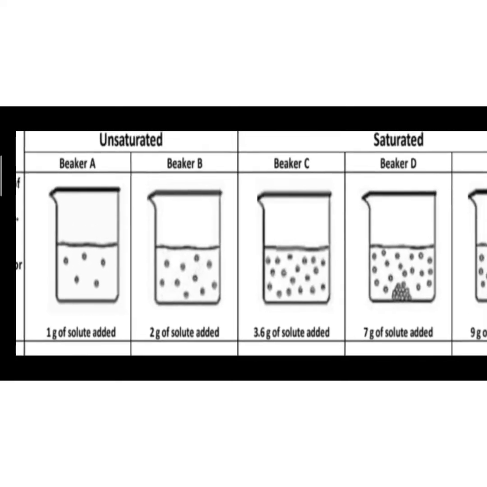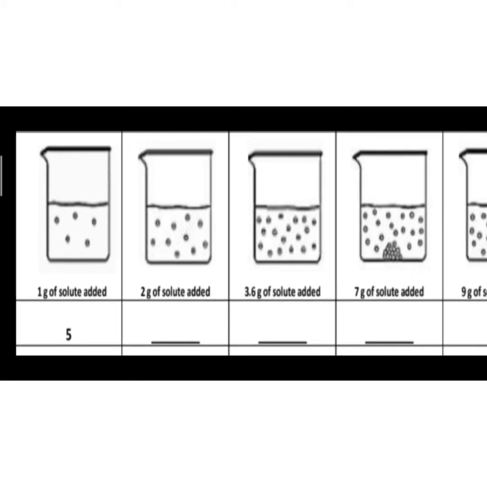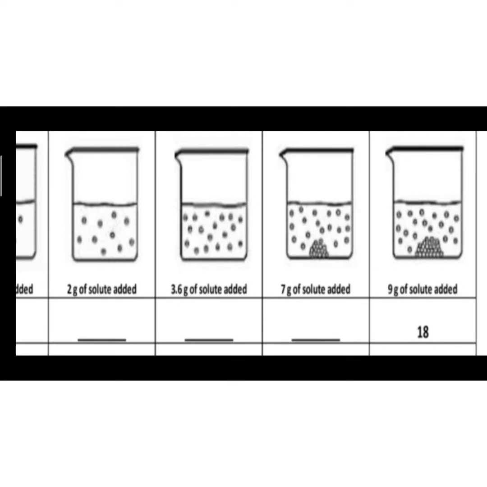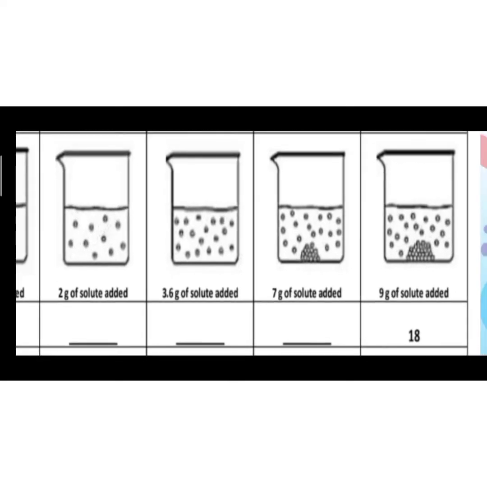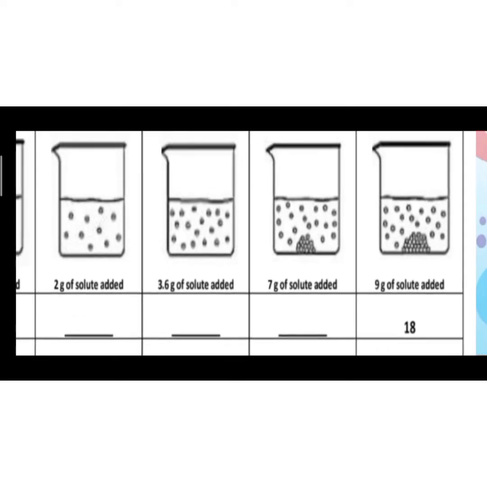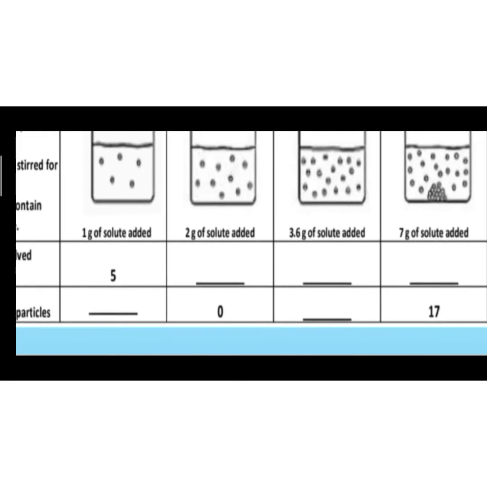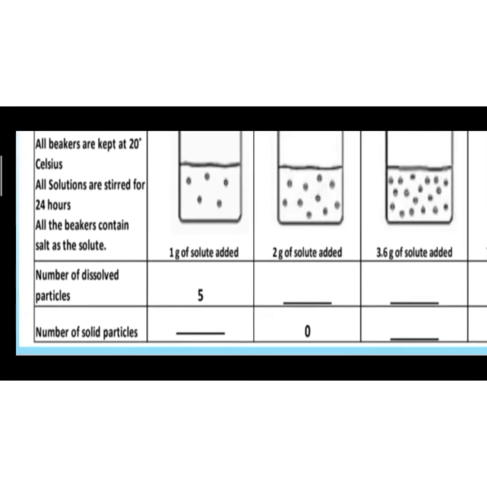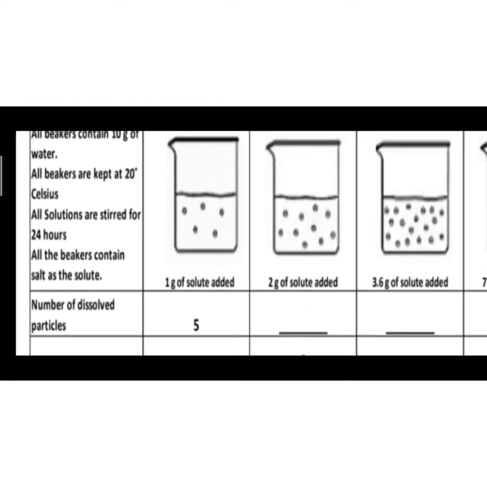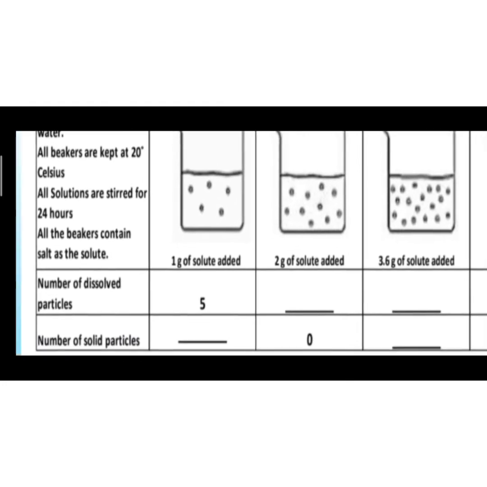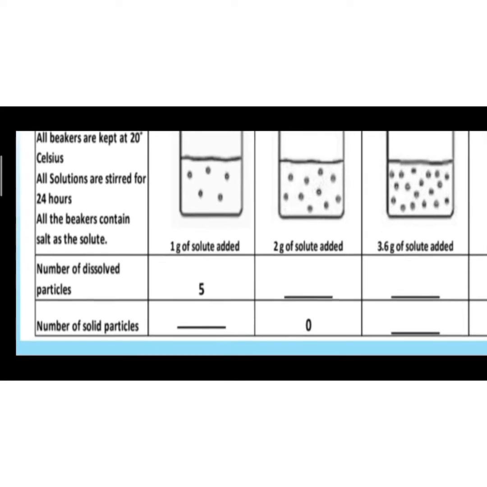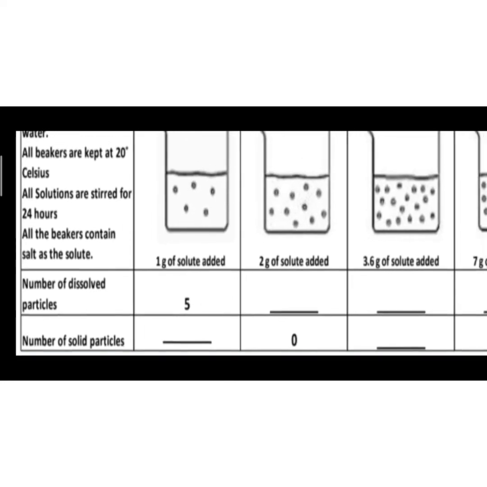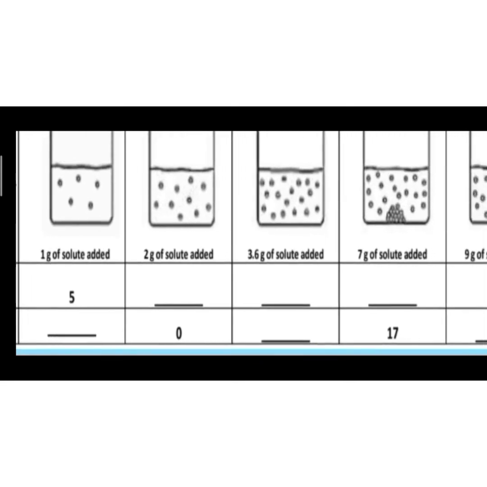Dito, beaker C, bibilangin nyo rin po ilan po yung dots na nasa tubig na nakikita. Ganon din dito sa 7 grams at 9 grams, yung mga nakakalat na yan, yung mga dots na yan. Tapos ito naman po sa ilalim, number of solid particles, titingnan nyo po kung na-dissolve ba lahat. Dito sa isa, meron ba siyang undissolved particles or number of solid particles? Okay, susulat nyo po yan dyan. So, dito po, wala. Paano po malalaman kung solid particles?